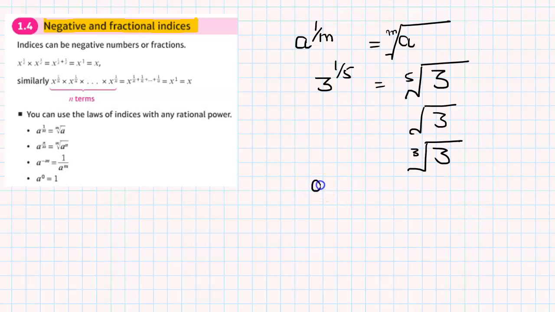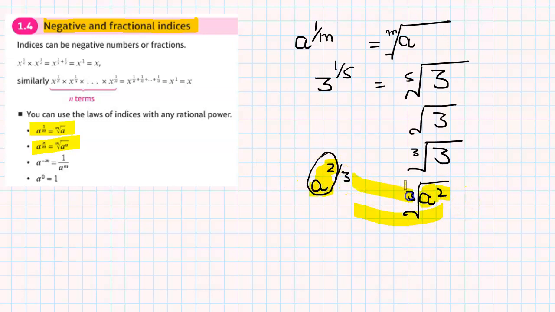And if we are having a to the power, say, 2 over 3, so this will remain the same, a squared, and this number will be the third root of it. So the first rule, a to the power 1 over m is the mth root of a. A to the power n over m means a to the power n, this number will come as it is inside the bracket, and this is the root. Third root, fourth or fifth, here is the mth root.